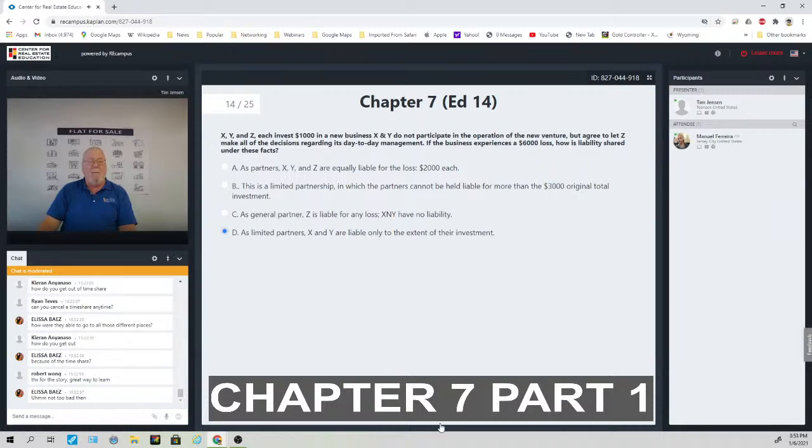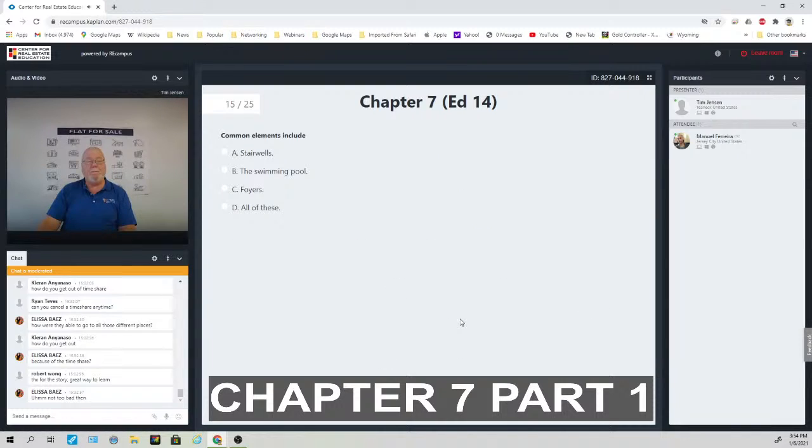Number 15, common elements include... All right, well, 96% chose D, all of these. All of those are common elements, correct. Number 16, the term C, C, and R refers to.